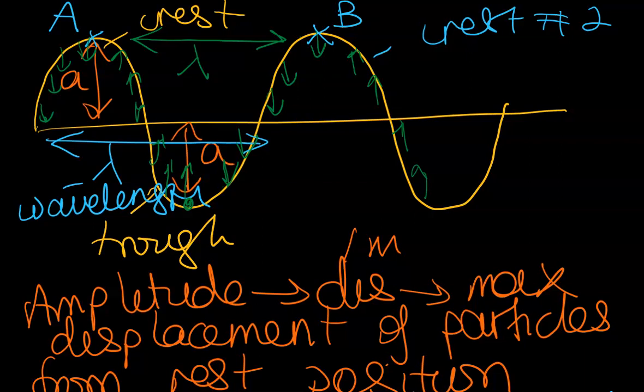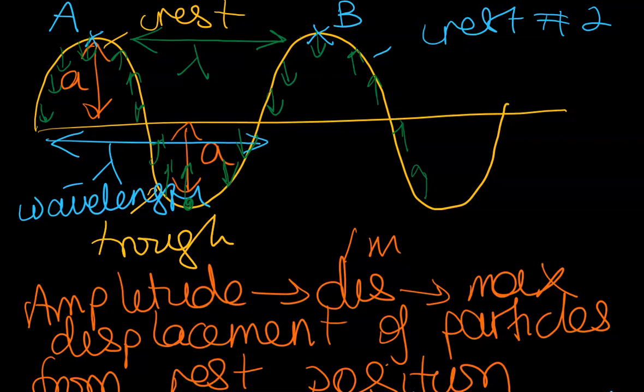So A and B have 4 characteristics in common. They're on the same side of rest position, they are traveling in the same direction, they have the same velocity, and they have the same displacement. So because of that, they are found at the same point on adjacent cycles, and therefore the distance between the points in phase is one wavelength.